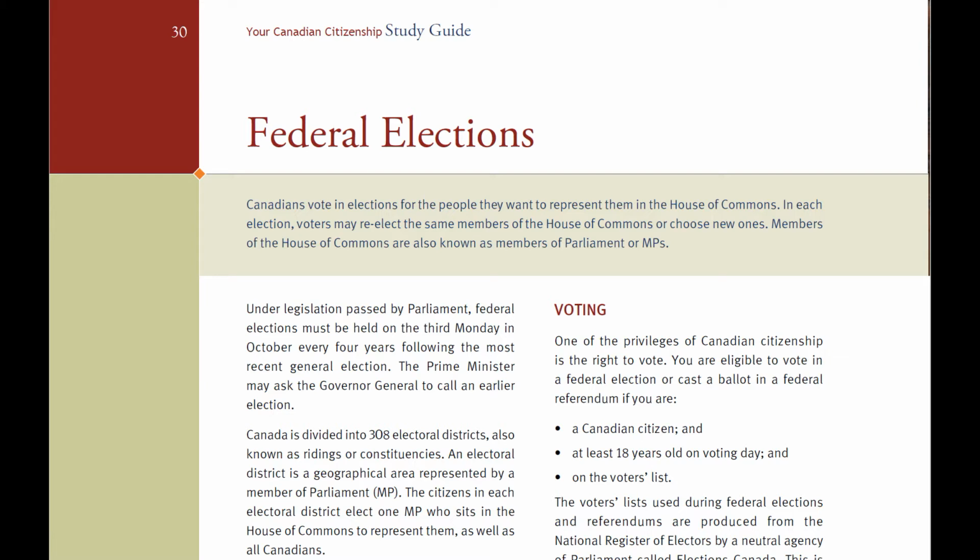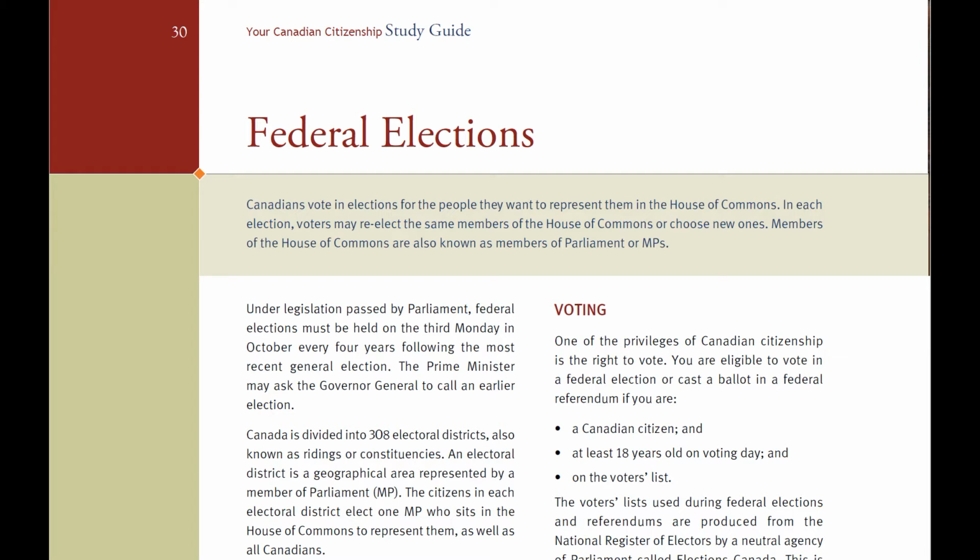Under legislation passed by Parliament, federal elections must be held on the 3rd Monday in October every 4 years following the most recent general election. The Prime Minister may ask the Governor-General to call an earlier election.